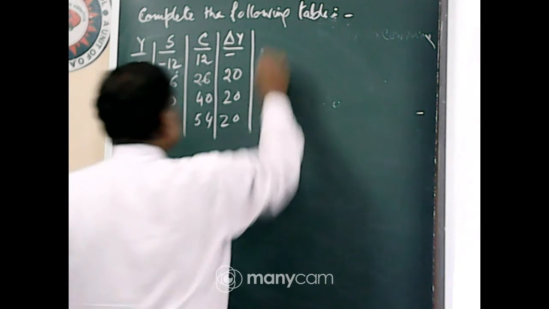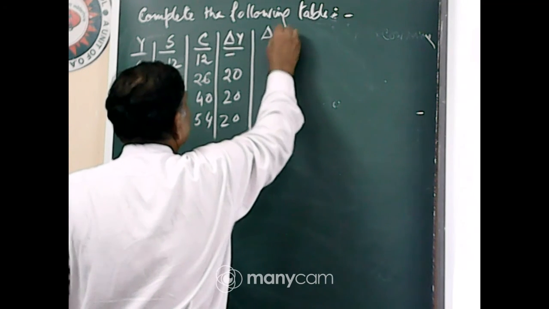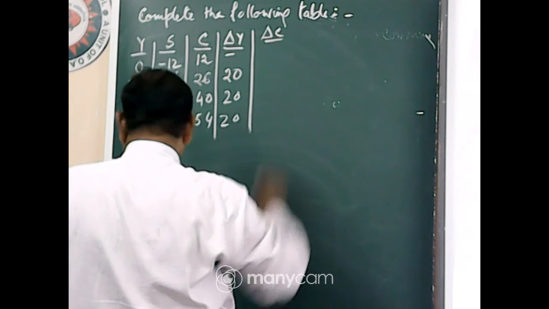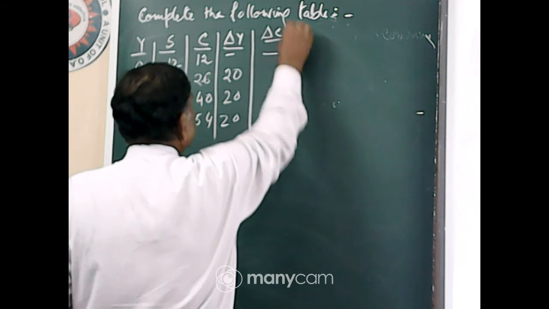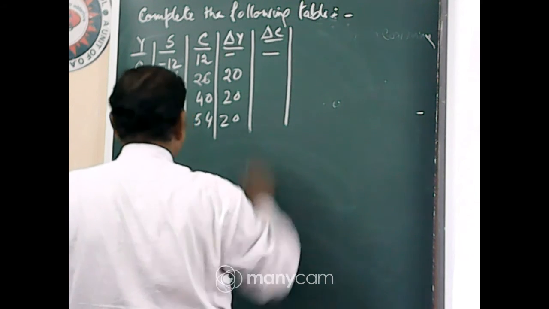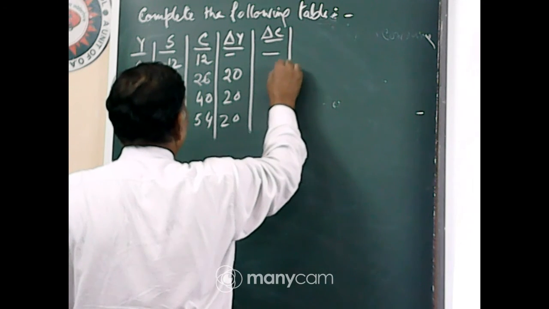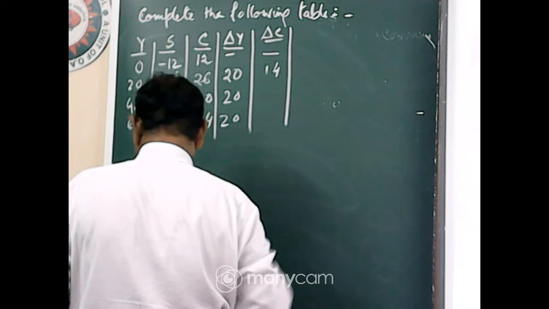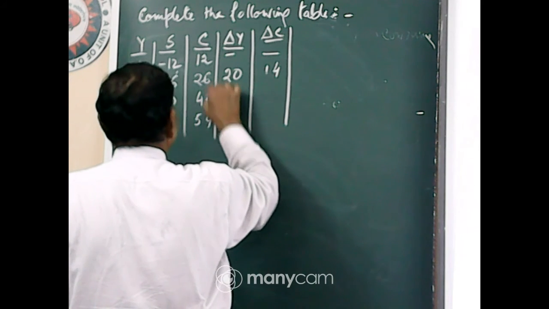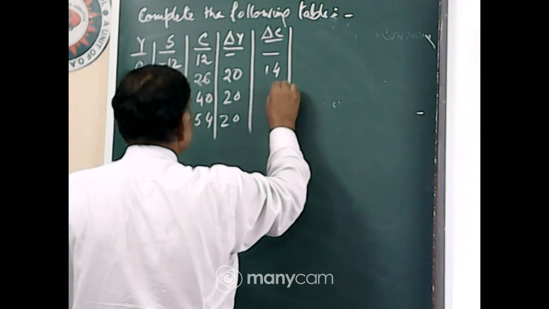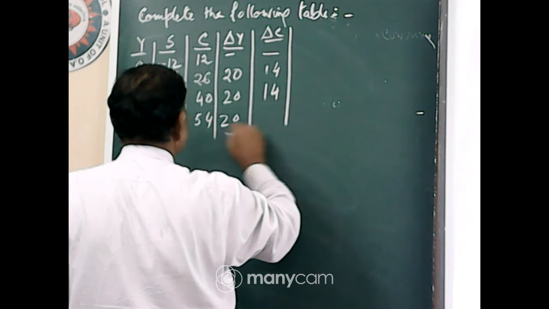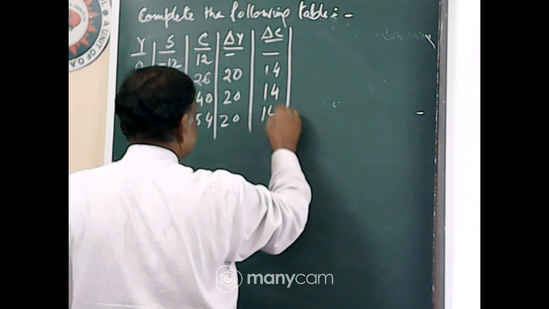Now delta C. Consumption, nothing, and then this minus this, 14. This minus this 14, and this minus this also 14. It is constant.